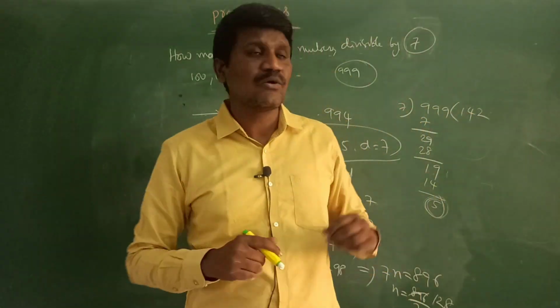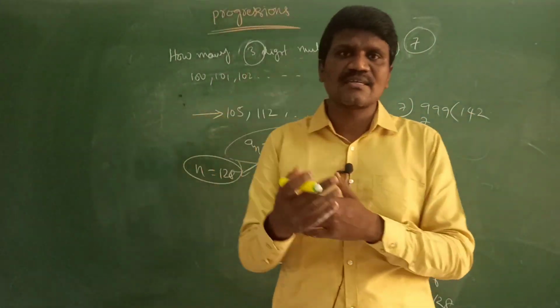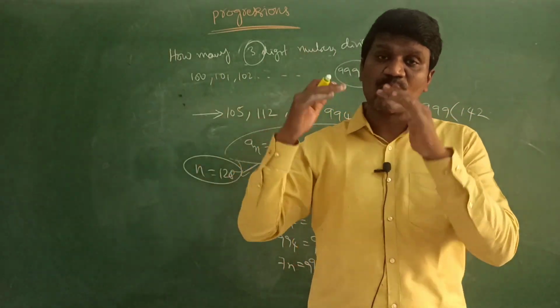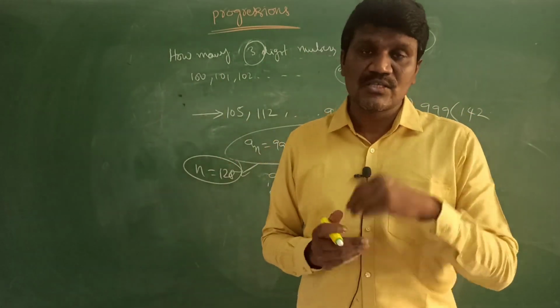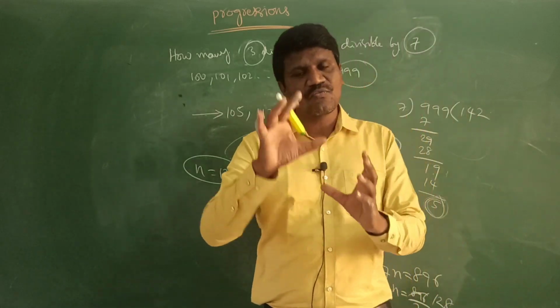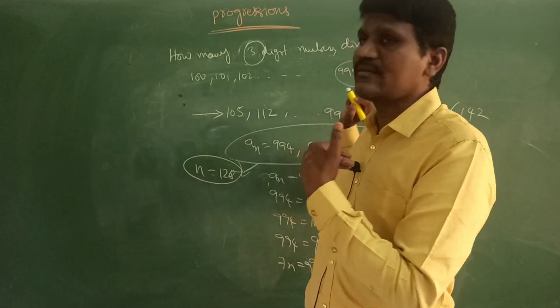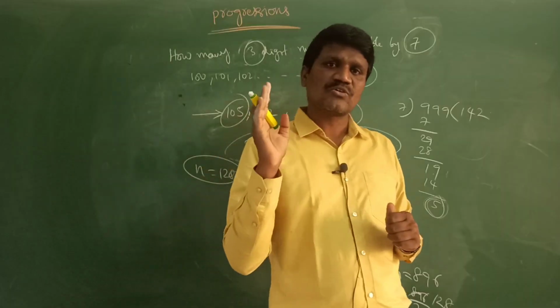So this is the way to find out whenever they ask how many 3-digit numbers are divisible by a number, or how many 4-digit numbers, or how many 2-digit numbers are divisible by a number. First you need to find the first term and the last term. The last term is nothing but an. Right students? This is also most important.